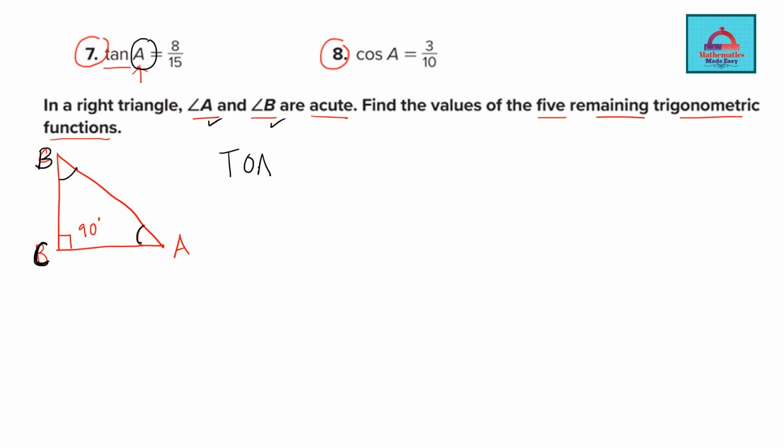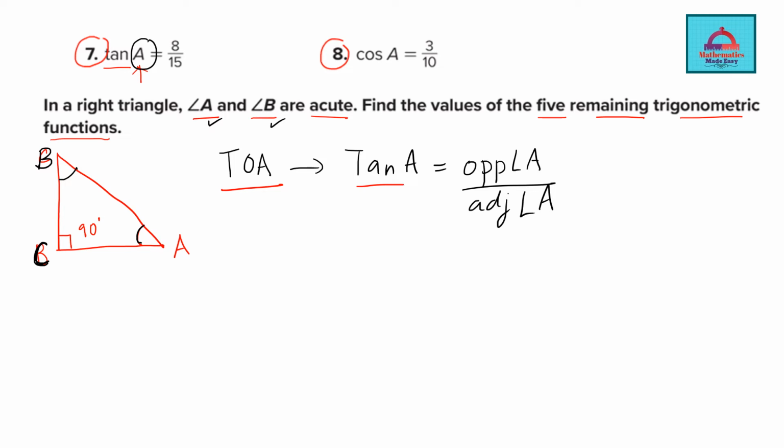So I'm using TOA. That tells you that tan of A is equal to O divided by A, meaning opposite to angle A divided by adjacent to angle A. Now remember, this is an important point: because I'm talking about tan of A, the opposite and the adjacent side would be defined with respect to this angle A. Let's see what is opposite to A. Let me change color. So this is angle A. Opposite is this side, so it is BC, divided by what is the adjacent? Adjacent means closest. So that is AC, right?